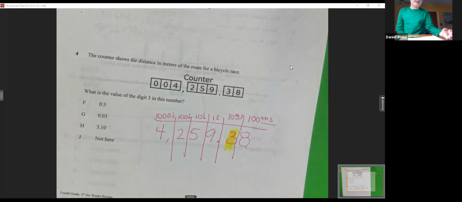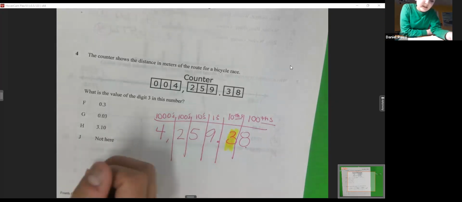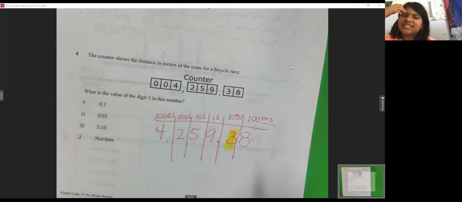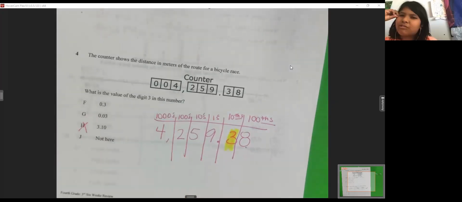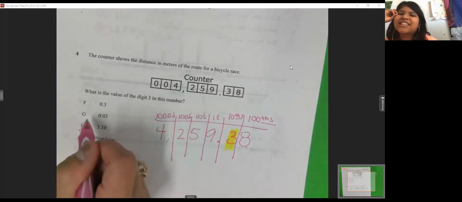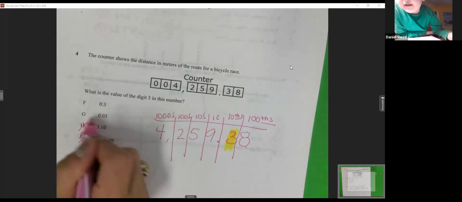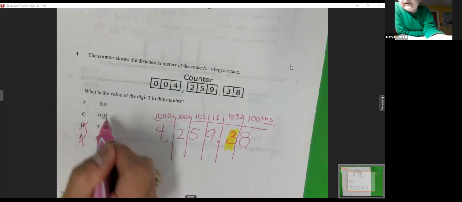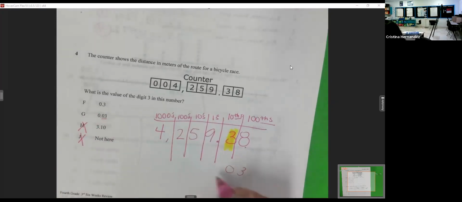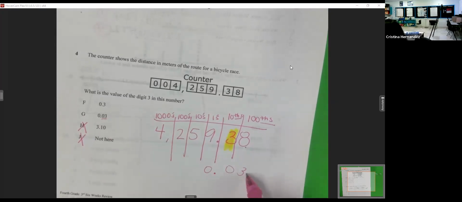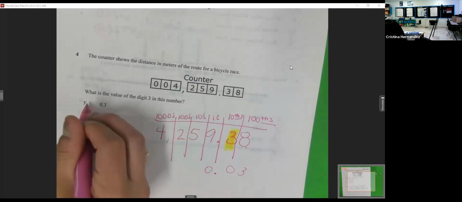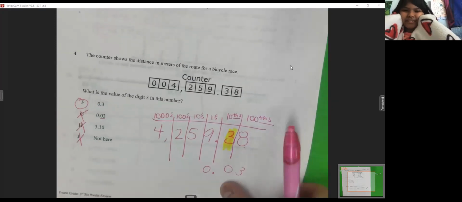G is not the answer because it says it's in the hundreds. That would be the hundreds place. And H is not it either because that's a whole. And it's not J either. B is never the answer, so it's F. F for fantastic. That would be that 3 over here, and we don't have a 3 there. Good job.